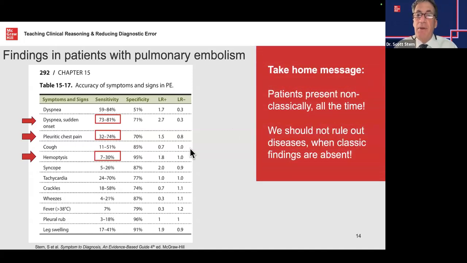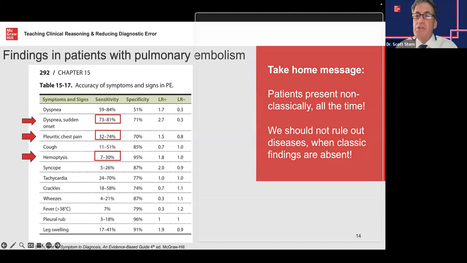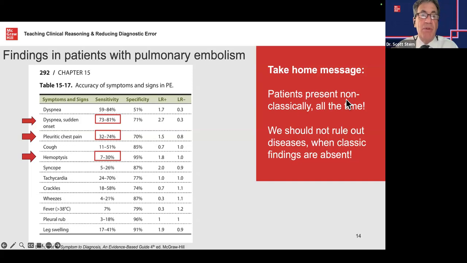And so what I teach students is that the take-home message is that patients present non-classically all the time, and we should not rule out diseases simply because certain findings are absent. Now, this is not just pulmonary embolism. We have compiled this data for several hundred diseases and looked at the sensitivity of classic findings and found that very few classic findings, really about 20%, are very sensitive, meaning over 80% sensitive. Most of the findings we're teaching them about are often absent. So that's one problem with our educational system.